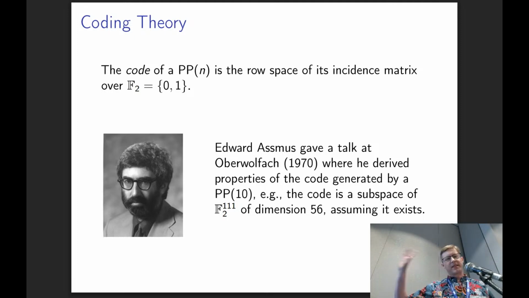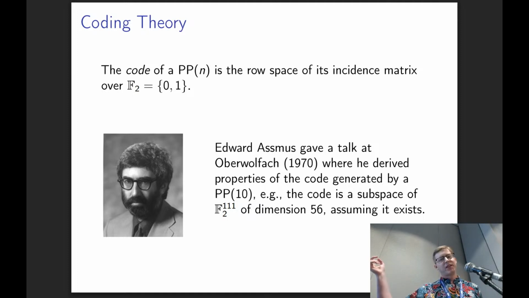Okay, this idea of looking at codes, right? We're going to call this vector space the code of the projective plane. It was spearheaded by Edward Assmus at a famous talk at Oberwolfach, where it was kind of an exciting time because people had been trying to find whether or not the PP10 existed for decades. And then here's this approach where he actually was able to prove a lot of properties about this code. We don't know if it exists, right? But you can actually prove properties about, if it existed, what would it look like?